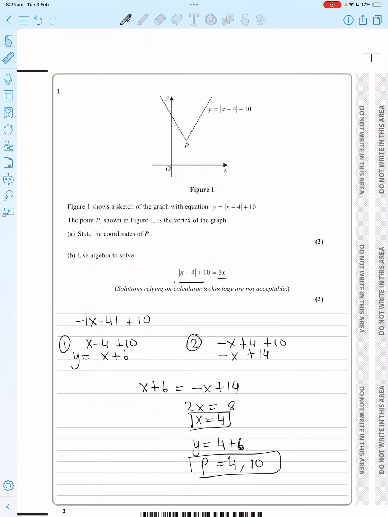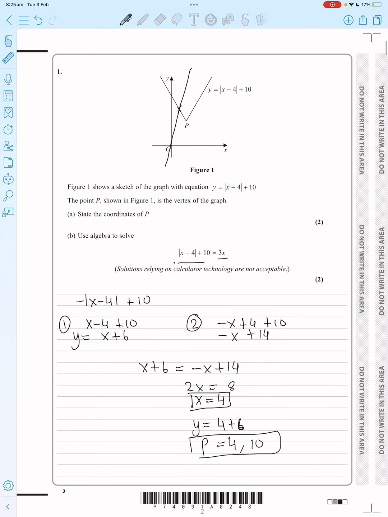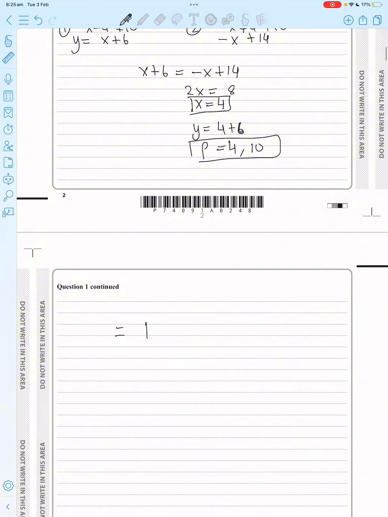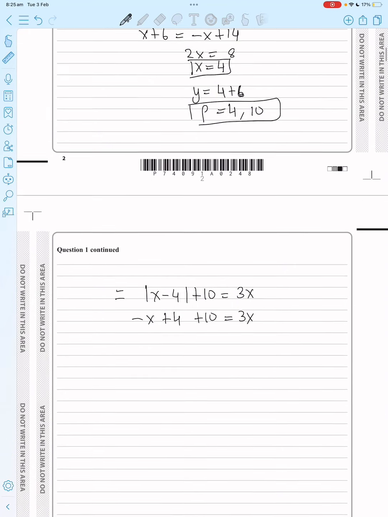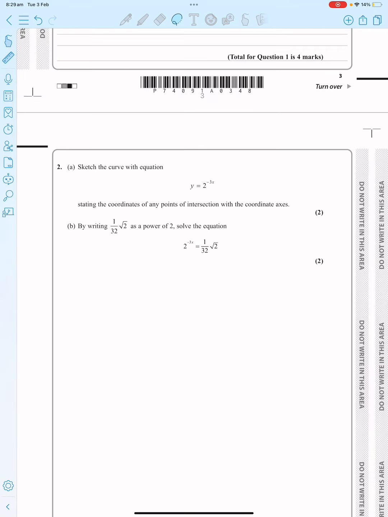In this case, it's 3x. You would know that the line 3x would be something like this. It would intersect somewhere here, and it would not intersect the positive part. So I would just use the negative part, like I mentioned before, how I split the line. So if it's modulus of x minus 4 plus 10 is equal to 3x, I would use the minus one. So minus x plus 4 plus 10 is equal to 3x, and I would get minus x plus 14 is equal to 3x. Oh, wait, no, sorry: 14 is equal to 4x, so x is therefore 7 over 2. And that's my answer for question 1.